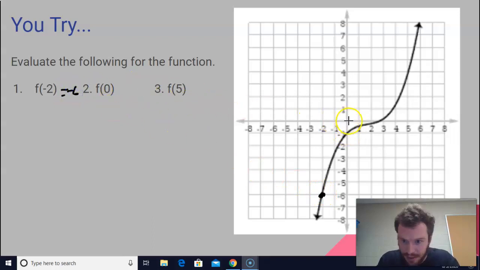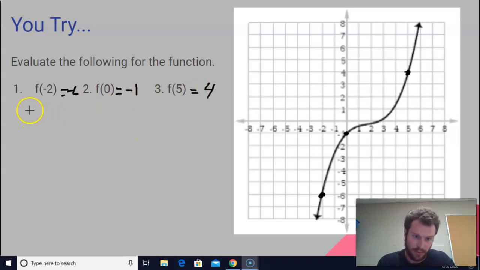f of 0, all right, so 0 on the x-axis, and it looks like it hits the graph at negative 1, when y is negative 1. So when x is 0, when the input is 0, y value is negative 1. The output is negative 1. f of 5, x value is 5, y value is 4. When x is 5, y is 4.